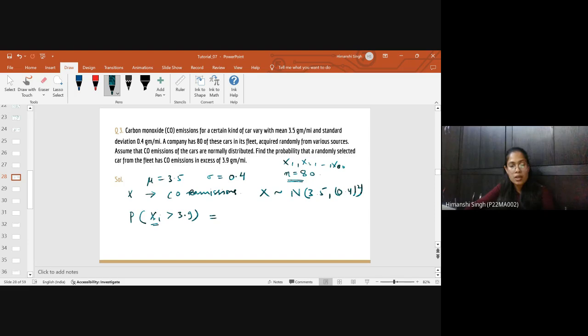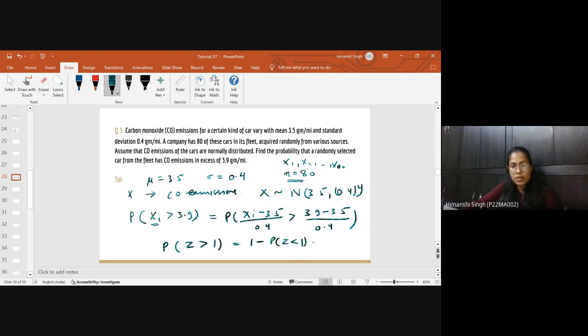So I will convert this into a standard normal random variable. That is (xi minus 3.5) divided by 0.4, which will be a standard normal distribution. This is greater than (3.9 minus 3.5) divided by 0.4. So it will be the probability that z is greater than 0.4 divided by 0.4, which is 1. So that is 1 minus the probability that z is less than 1, which is nothing but 1 minus phi of 1. We can also find this probability directly from the standard normal table, subtract it, and get the answer.